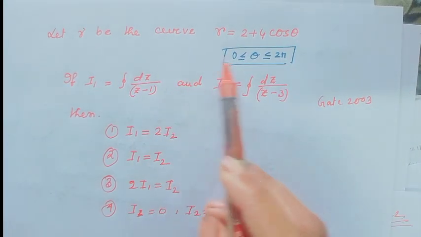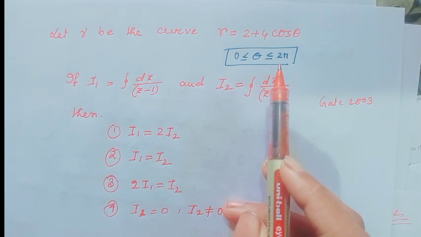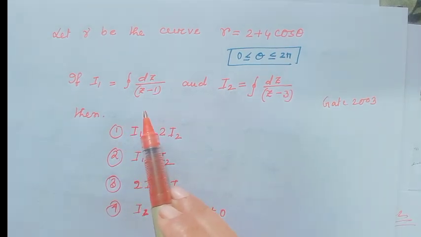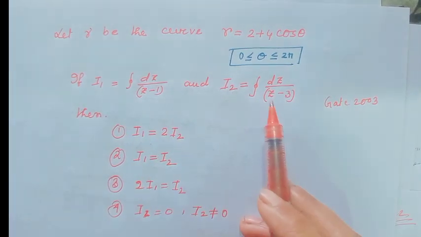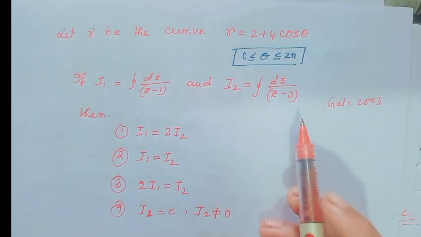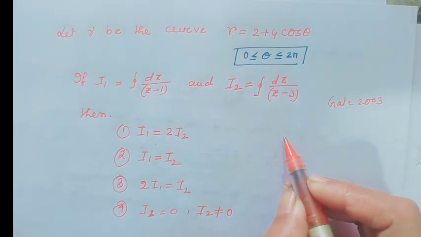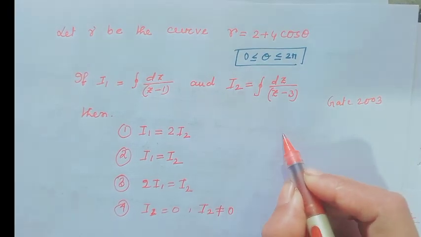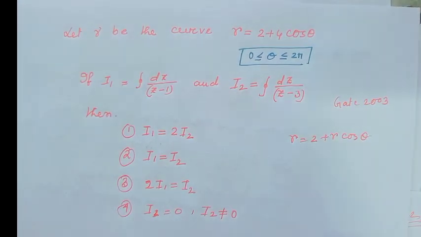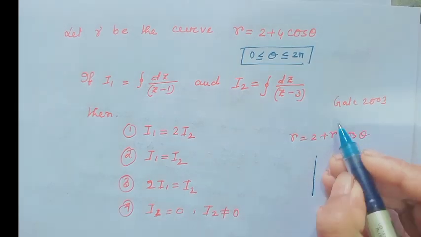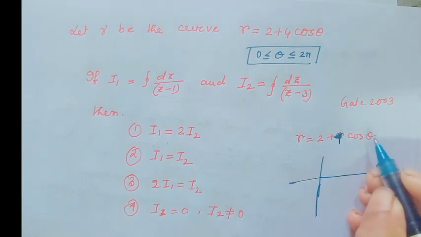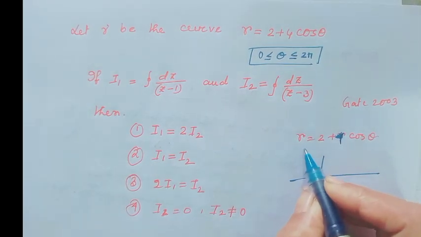Next is a very interesting question which came in the GATE 2003 exam. The question is: let gamma be the curve r equal to 2 plus 4 cos theta, where theta lies between 0 and 2 pi. If I1 equals the integral of dz over z minus 1 and I2 equals the integral of dz over z minus 3. Here gamma is the curve r equal to 2 plus 4 cos theta. That means the circle is z equal to 2 plus 4 cos theta.